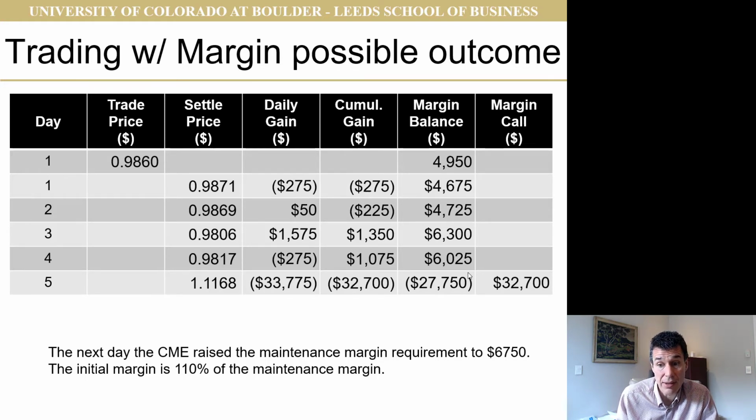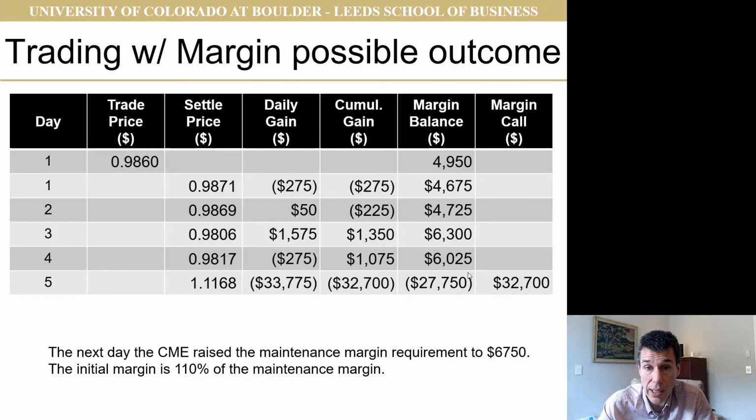The next day, the margin is going to go up, right? The maintenance margin goes to 67.50. The initial margin is 110% of that. What the margin balance required is 2 times the maintenance margin, because I have 2 contracts. And the initial margin is 2 times 110% of the 67.50. Now, on day 5 here, they would get a margin call of 32,700. That would bring them back to margin balance of 49.50. The next day, that margin requirement is going to go up to about $15,000, and they're going to have to post another $10,000 in order to maintain the position.